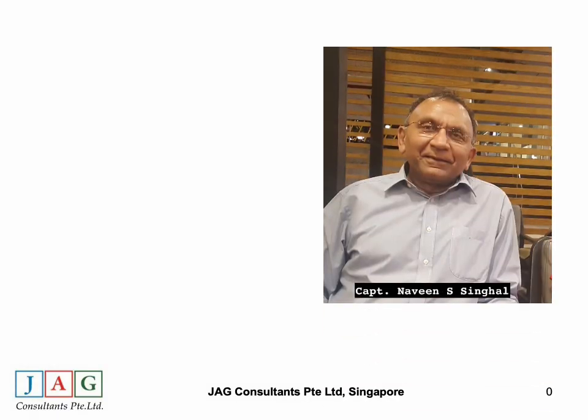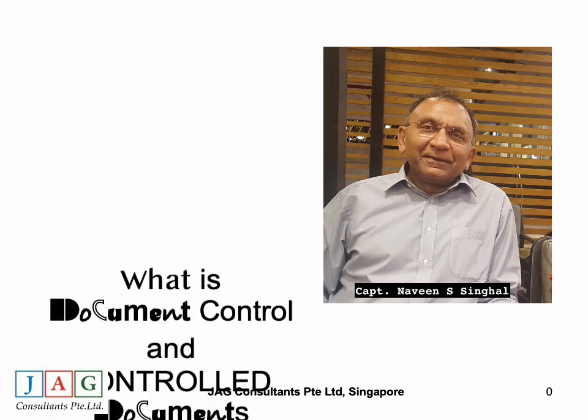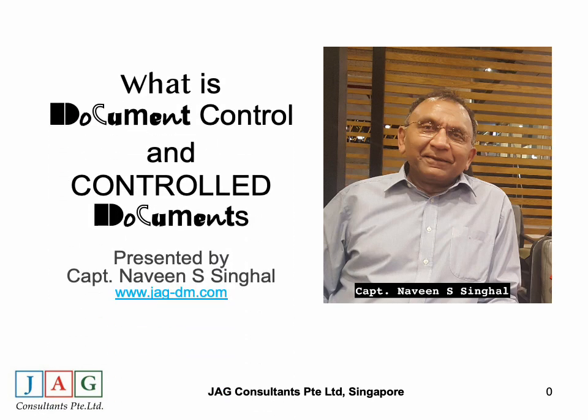Hi, I'm your trainer, and we're going to discuss in the next few minutes what is document control and controlled documents. Often we have seen in organizations, we are looking for certain documents and we are unable to retrieve them either from the files or from the soft files. Why? Because the person who has stored it has not stored it correctly, or it's not been clearly defined where it needs to be stored.